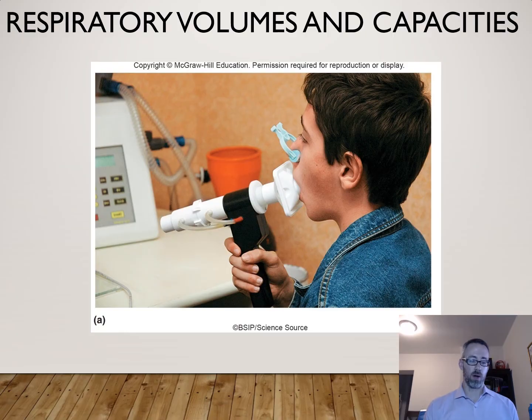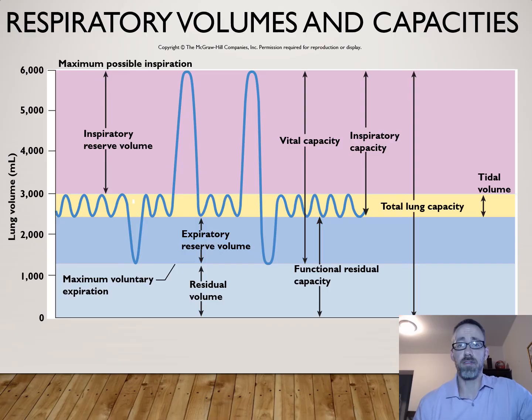That's really the take-home message, okay? So now we'll talk about respiratory volumes and capacities, when we do our quiet respirations versus when we forcefully inhale or exhale. This is a graphic visualization of respiratory volumes and capacities. This is a graph you need to know and be familiar with.